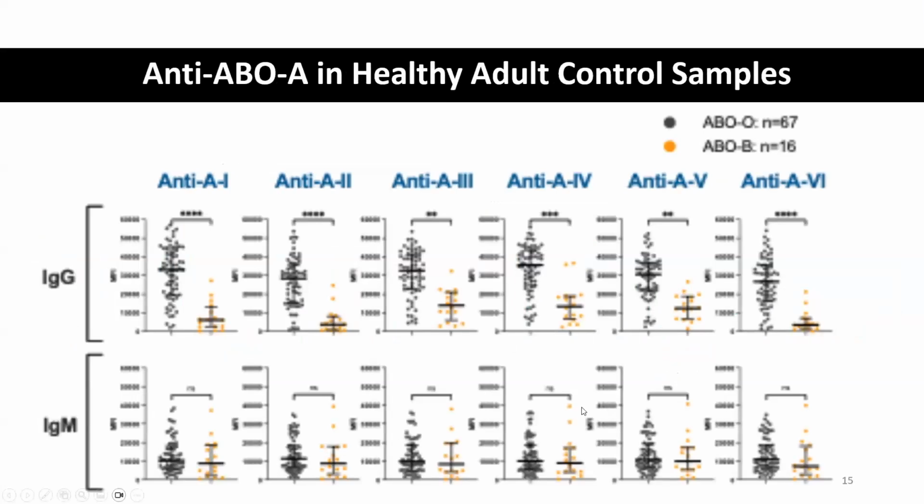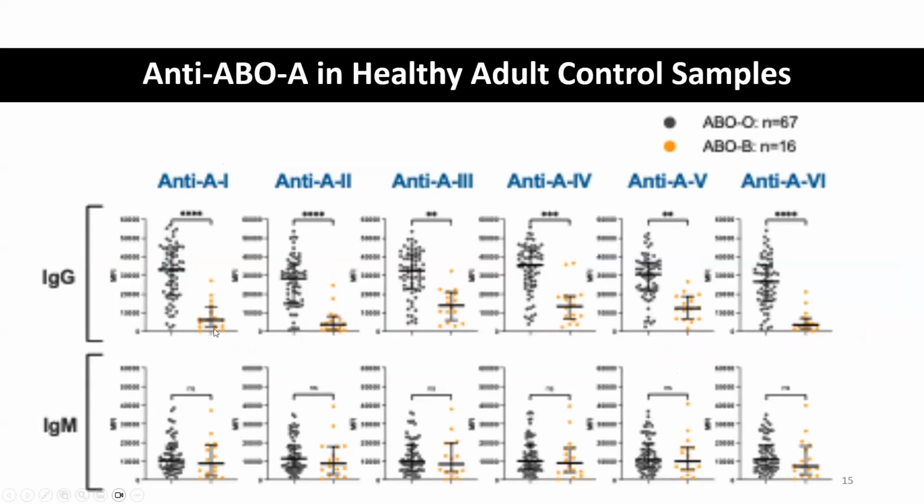But anyway, this is just an example when we took this product and incubated these new bead sets that we developed, first with just healthy adult controls to ask, what does this look like, and what kind of range of antibody do we see? For anti-A antibody in healthy controls of either O or B blood type, you can see there's a wide range of anti-A antibody to all the different subtype antigens.